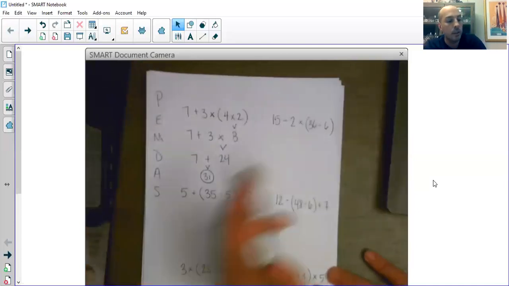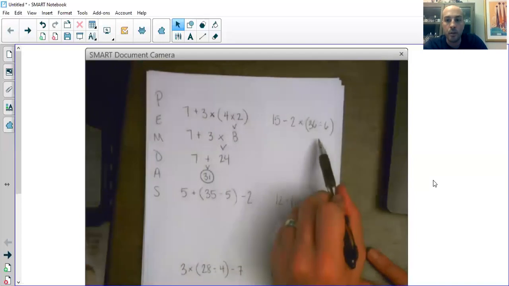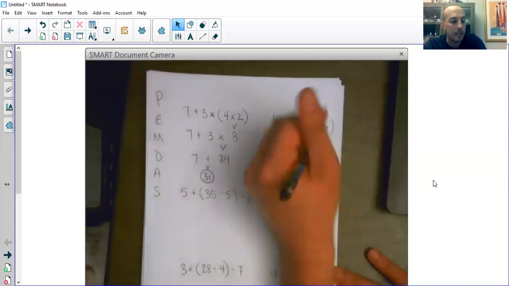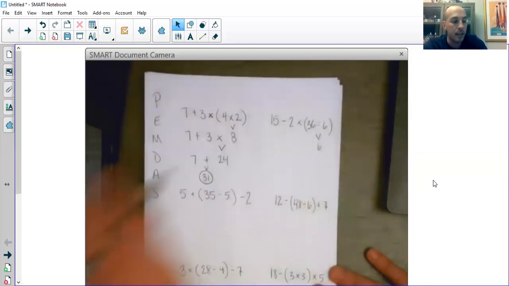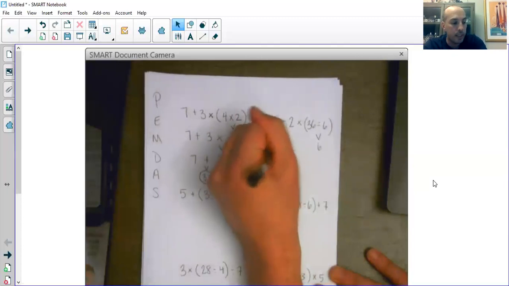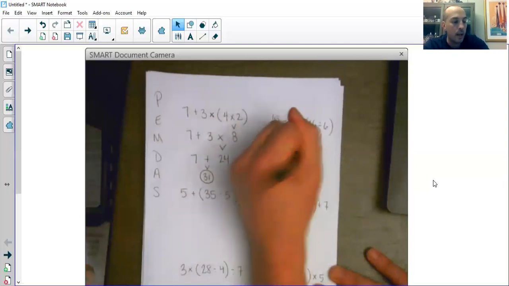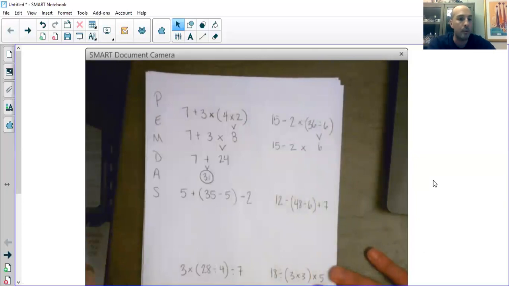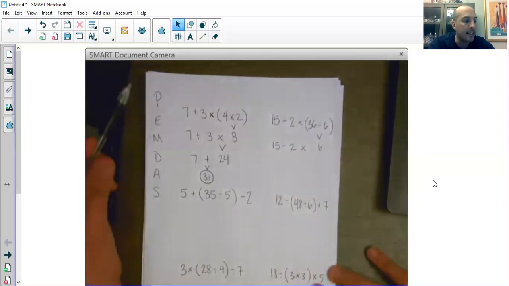Let's do another one. Parentheses first, always. 36 divided by 6 is 6. Everything else comes down. So my new equation is 15 minus 2 times 6. What do I do next? I revisit my PEMDAS. I did my parentheses.